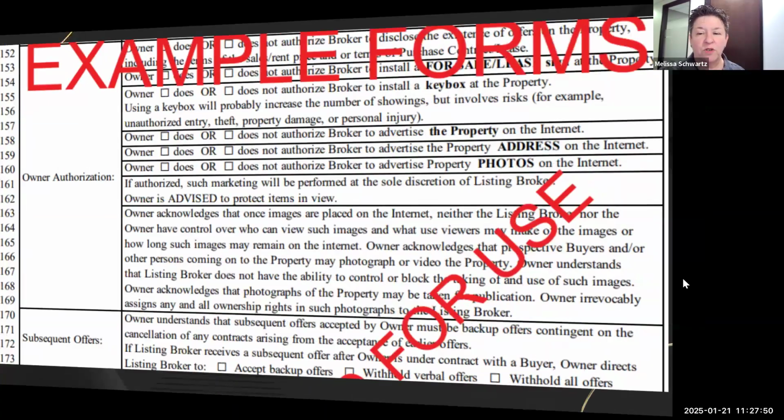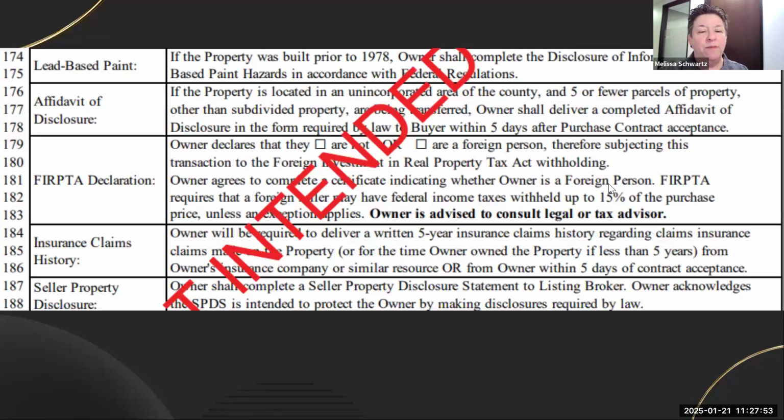This is a similar form, so it's not a big change there. Lead-based paint. The lead-based paint form is an EPA form. It is not an AAR form. So there will be a version of it. It's the same form. So affidavit of disclosure if the property is in an unincorporated area. Here's the FIRPTA disclosure, that they are or are not a foreign person. So it's in here. Insurance claims history.